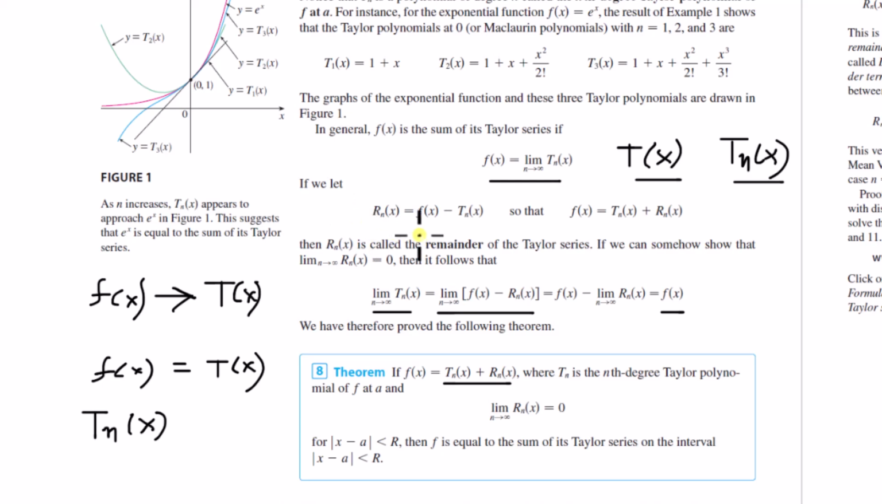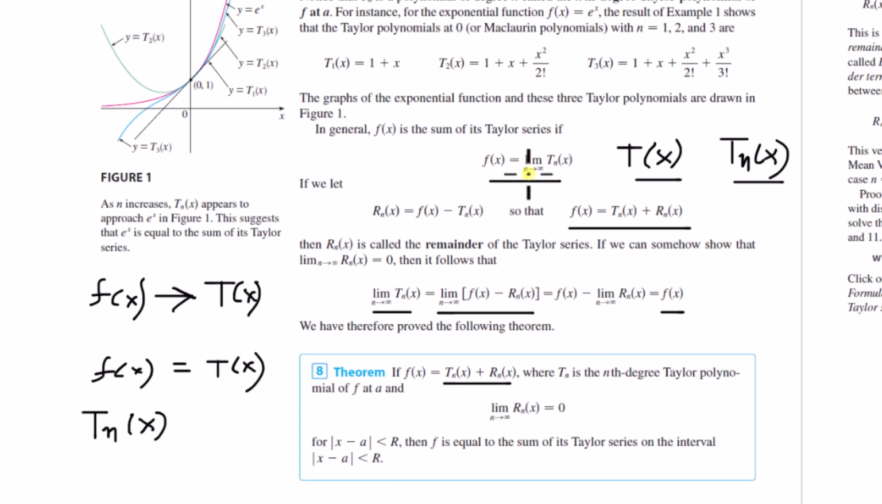Okay, so since f of x, which is the infinite series, we're assuming that f of x is equal to the infinite series. If that's the case, then since the infinite series is equal to t sub n plus r sub n, you can subtract t sub n from both sides and get this. They were just creating this formula. The infinite series, which we're assuming is f of x, we're trying to prove that this is true. If it's true, then this is the case. The infinite series, which is f of x, is equal to the t sub n of x plus the r sub n of x. R sub n of x is called the remainder of the Taylor series.